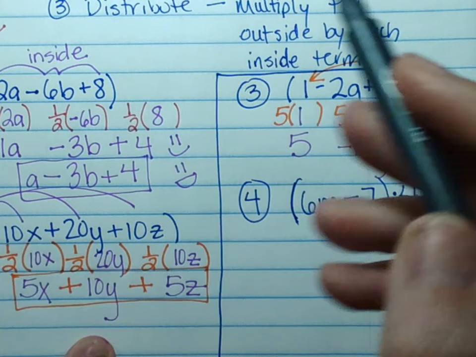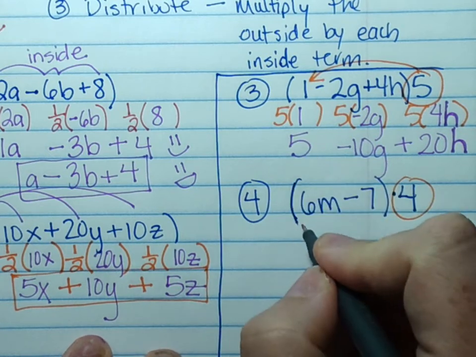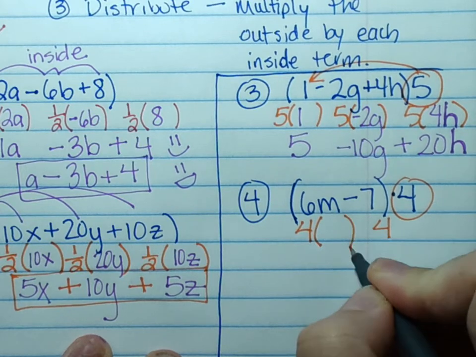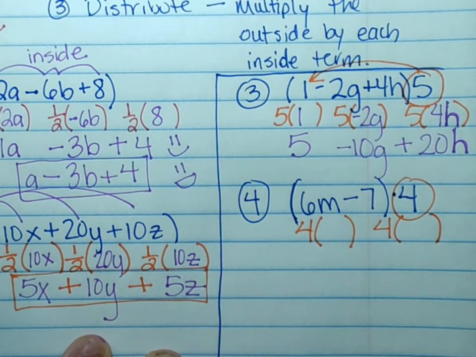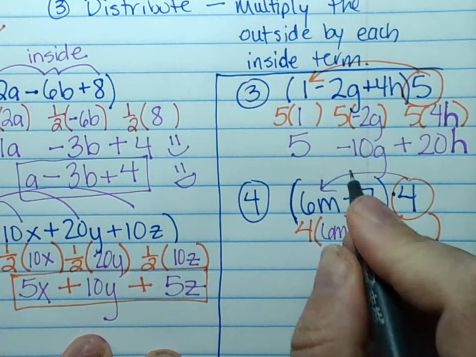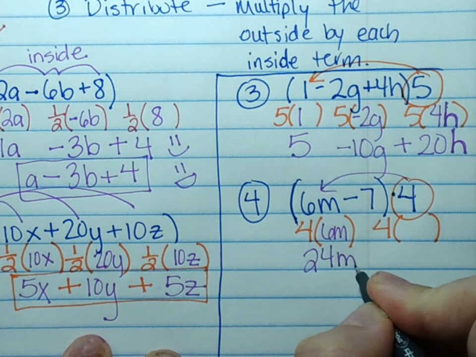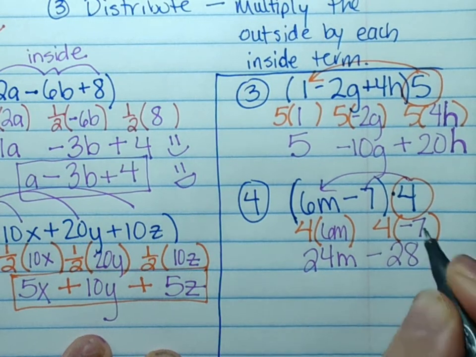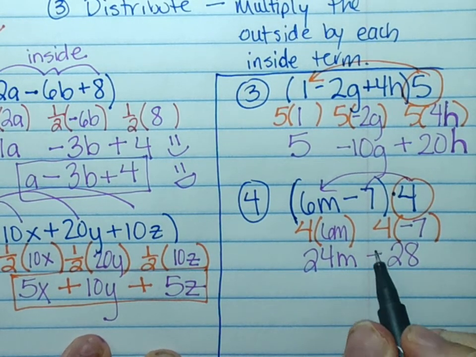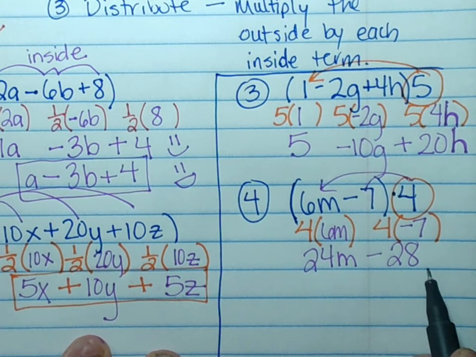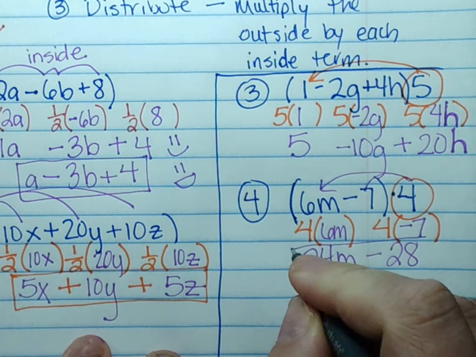Okay, you should have noticed that 4 is on the outside. 4 is going to be multiplied by the 6m term and the negative 7 term. So here I have 4 times 6m, which gives me 24m. And then I have 4 times negative 7, which gives me negative 28. I have 2 terms. There's a symbol of subtraction between the two. This is an m term. This is just a number, so it's a constant. So that is my final answer.